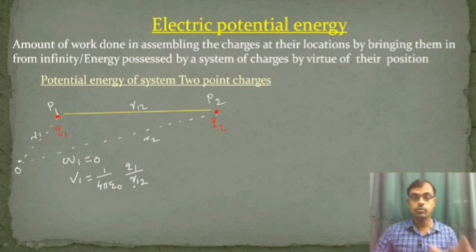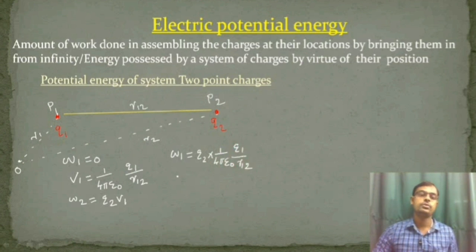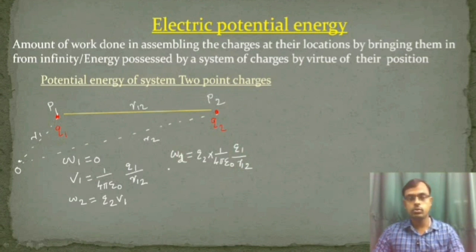Now the next question is, what is the total work done to bring the charge Q2 from infinity to the position P2? I can write it as W2. Which charge are you bringing? Q2. Which potential is present at the position P2? That is V1. So the formula is W2 is equal to Q2 into V1, that is 1 by 4 pi epsilon 0 Q1 divided by R12. So we now have W1 is 0 and W2 is equal to this equation.